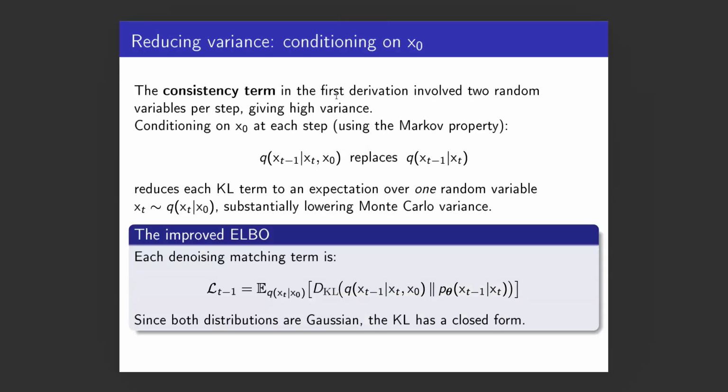This term in the first derivation involves two random variables per step. That normally gives a pretty high variance. And conditioning on x0 at each step means that we would replace this term here by the one which links a time t with a time t minus 1. That reduces each KL term to an expectation over one random variable, and that substantially lowers the Monte Carlo variance. So you end up evaluating this type of Kullback-Leibler divergences, which actually have closed forms.